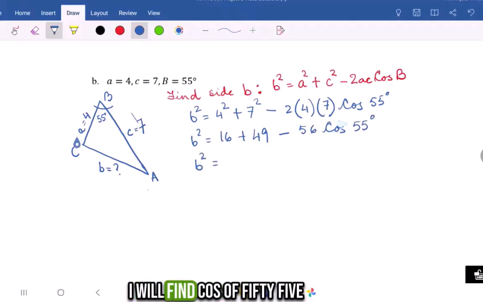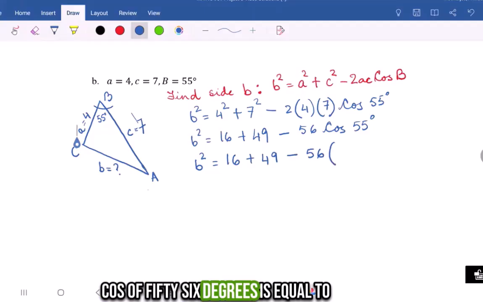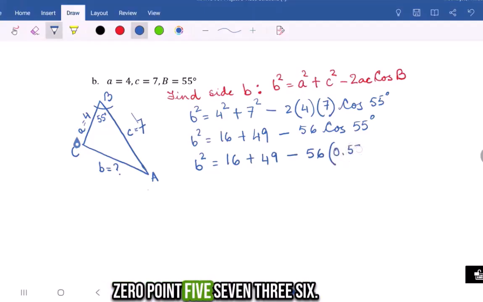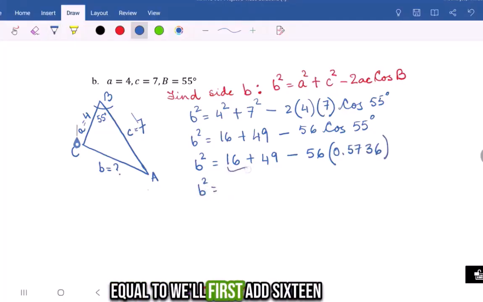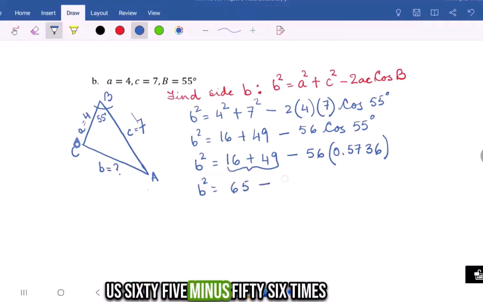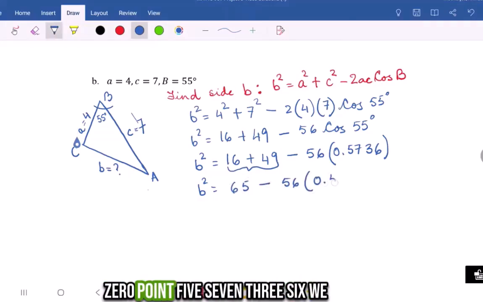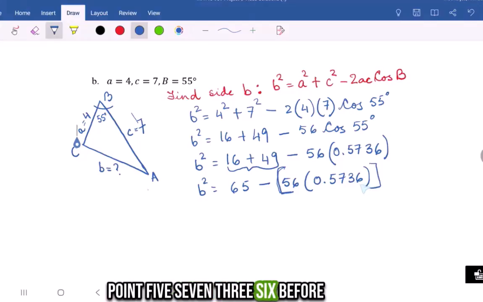In the next step, I will find cos of 55 degrees. So we have 16 plus 49 minus 56 times cos of 55 degrees, which is equal to 0.5736. Therefore, B squared will be equal to, we'll first add 16 and 49, which should give us 65, minus 56 times 0.5736. We have to multiply 56 and 0.5736 before we can subtract that from 65.